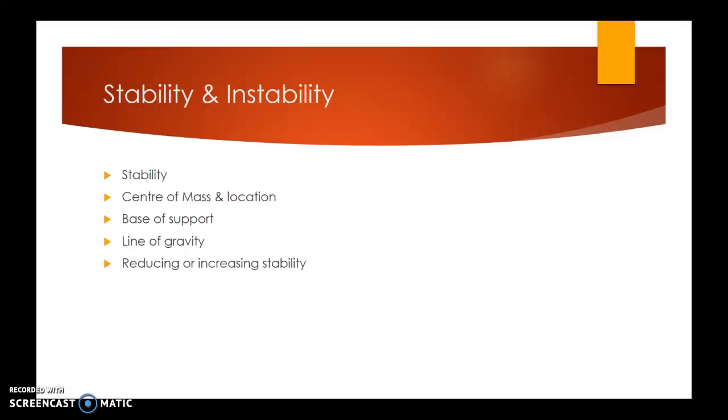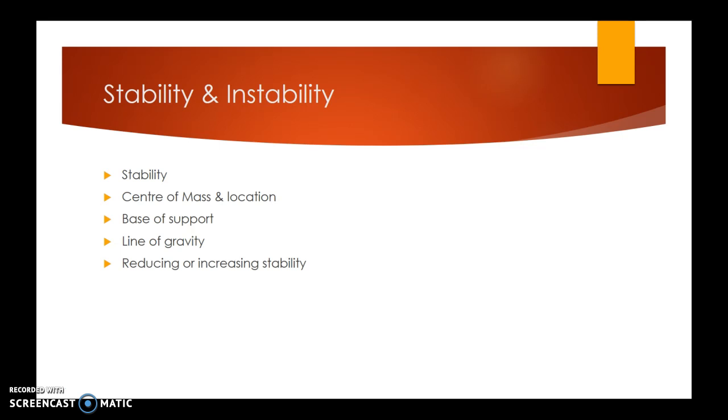Okay, so if there is a wider base of support, which is when the individual might be low and spread out, they're in a stronger position with a larger base of support, meaning they're more stable. Stability can be increased by lowering the centre of mass, keeping the line of gravity within the base of support, widening the base of support, making more points of contact.